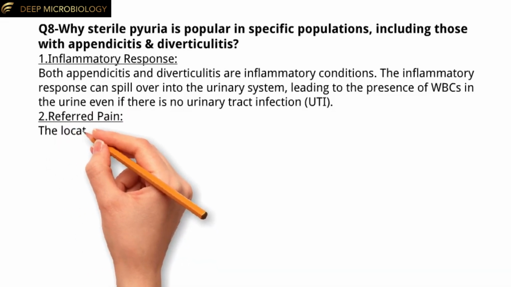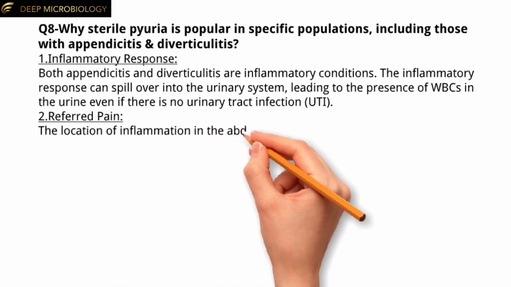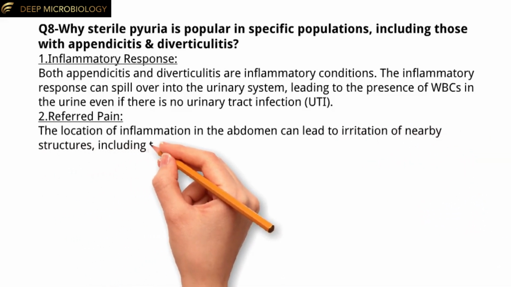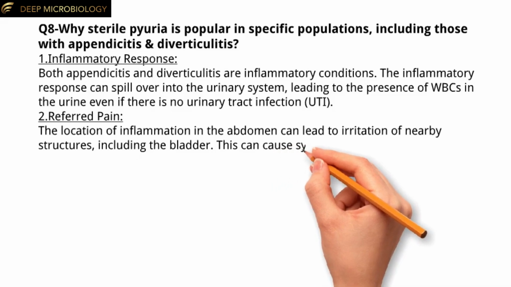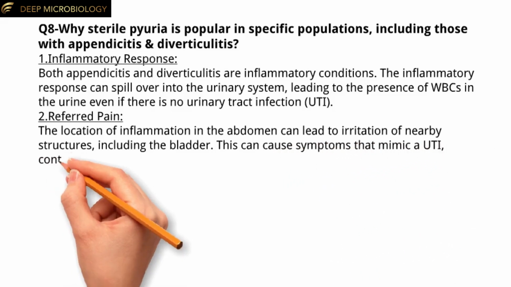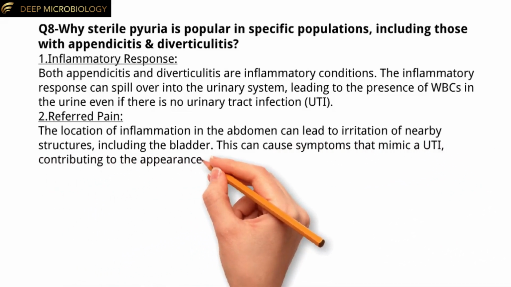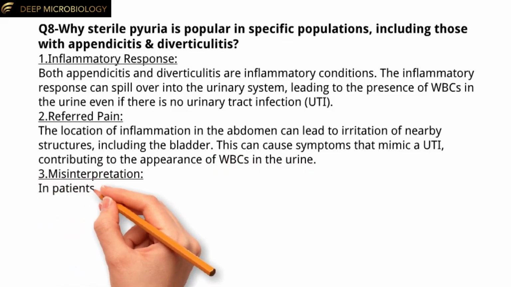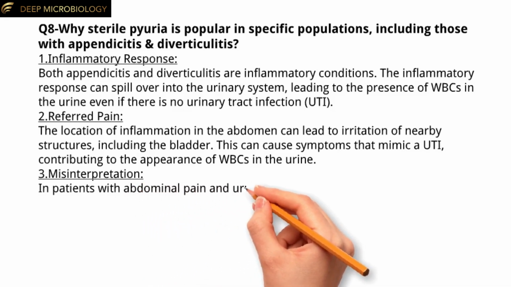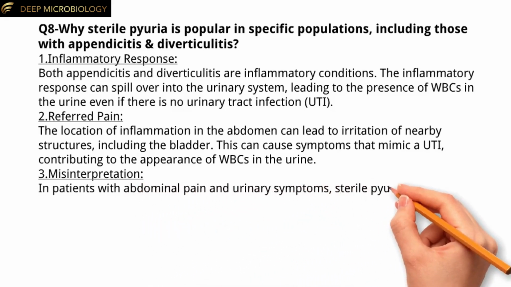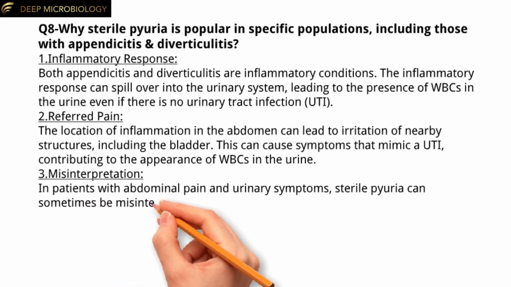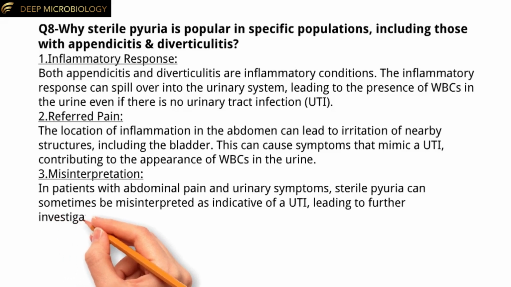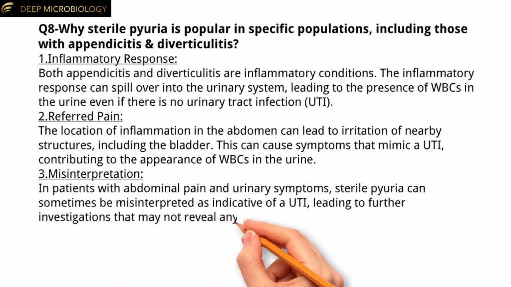2. Referred pain. The location of inflammation in the abdomen can lead to irritation of nearby structures, including the bladder. This can cause symptoms that mimic a UTI, contributing to the appearance of WBCs in the urine. 3. Misinterpretation. In patients with abdominal pain and urinary symptoms, sterile pyuria can sometimes be misinterpreted as indicative of a UTI, leading to further investigations that may not reveal any infectious agents.